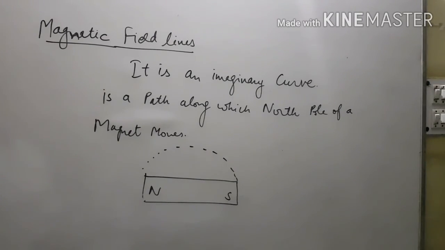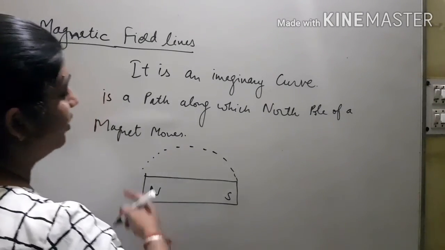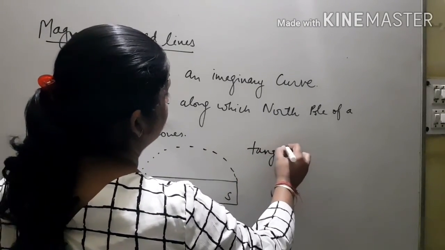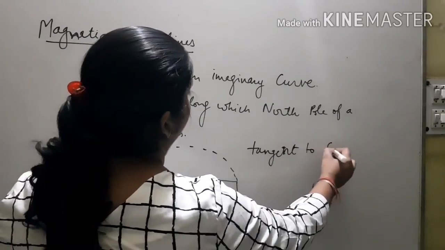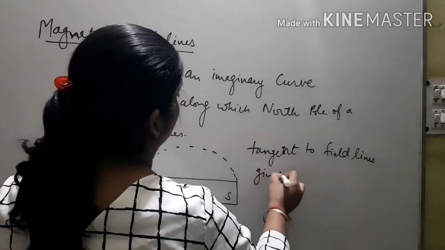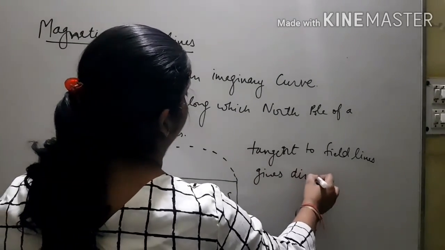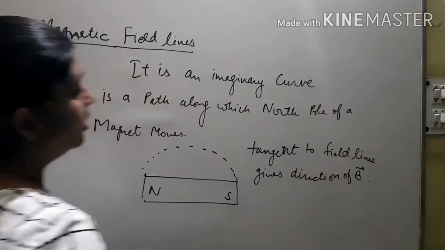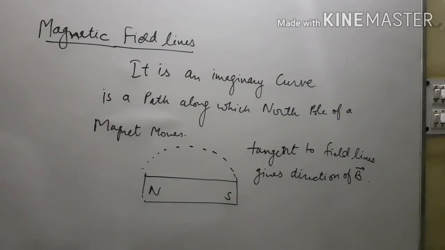And one more thing is that the tangent to these field lines gives the direction of the magnetic field. So if we want to know the direction of the magnetic field, then by drawing the tangent we can find the direction of the magnetic field.